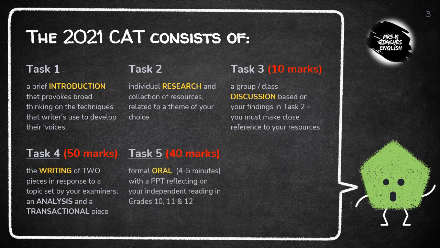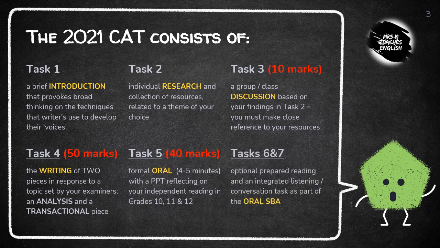Task 5 is a prepared speech based on the 7 additional books that you have read in grades 10, 11 and 12. Yes, those books, the ones that we've been nagging you to read for the past couple of years. You'll have to speak for 4 to 5 minutes and incorporate a visual aid into your speech, such as a PowerPoint presentation. Your teachers will decide whether your prepared reading and listening assignments are taken from this CAT or not, making tasks 6 and 7 optional. In other words, you still have to do a formal listening assessment and a prepared reading task, but it doesn't have to come from this CAT assignment.